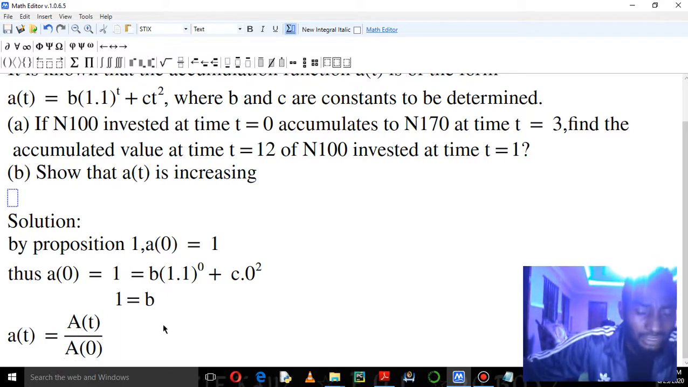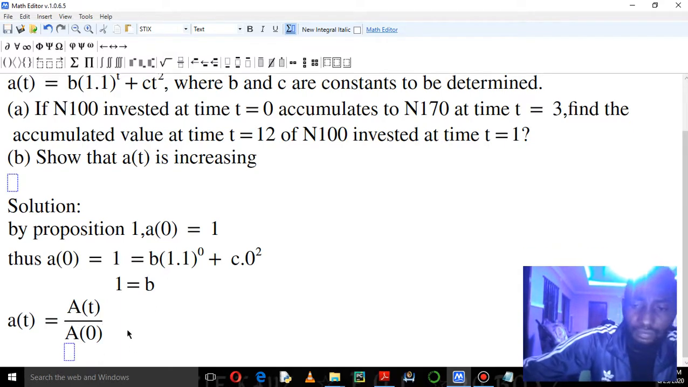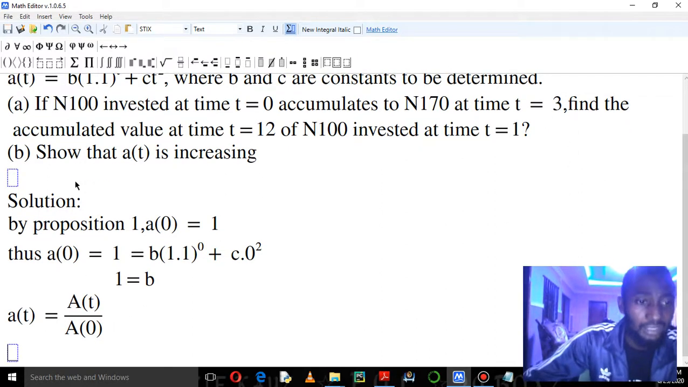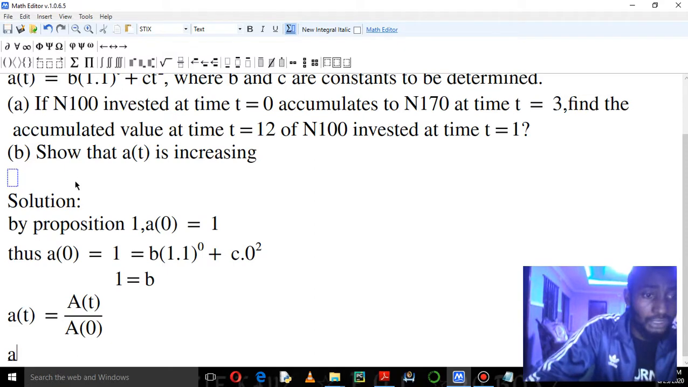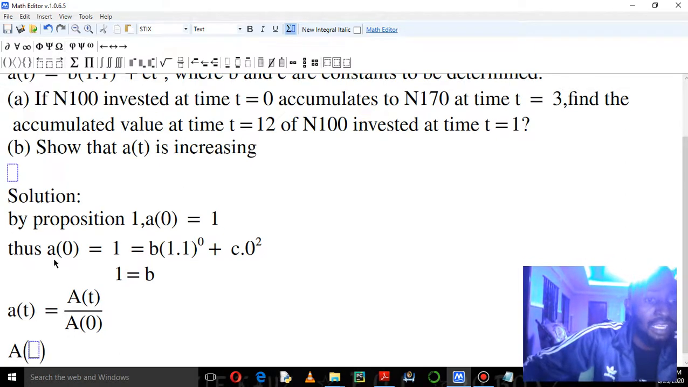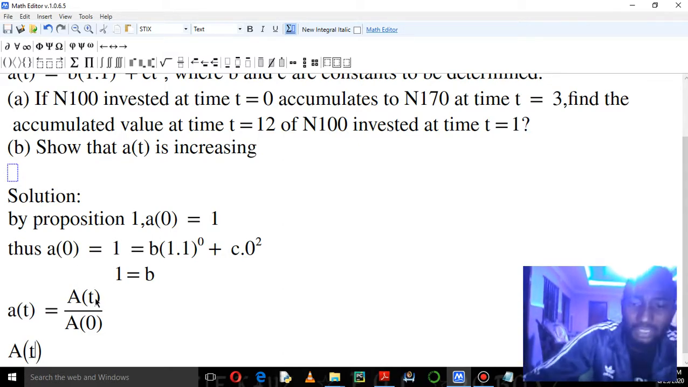So this means our capital A of t, if you cross multiply, it's not easy, this keyboard, I'm having issues with it. So our capital A of t is the amount function, right? So now we can make this the subject of the formula.